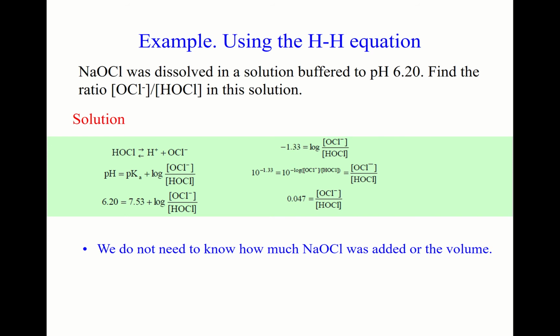Okay, now consider how we use the Henderson-Hasselbalch equation. The first example is this: sodium hypochlorite was dissolved in a solution buffered at pH 6.20. The question is to find the ratio of hypochlorite and hypochlorous acid in the solution.